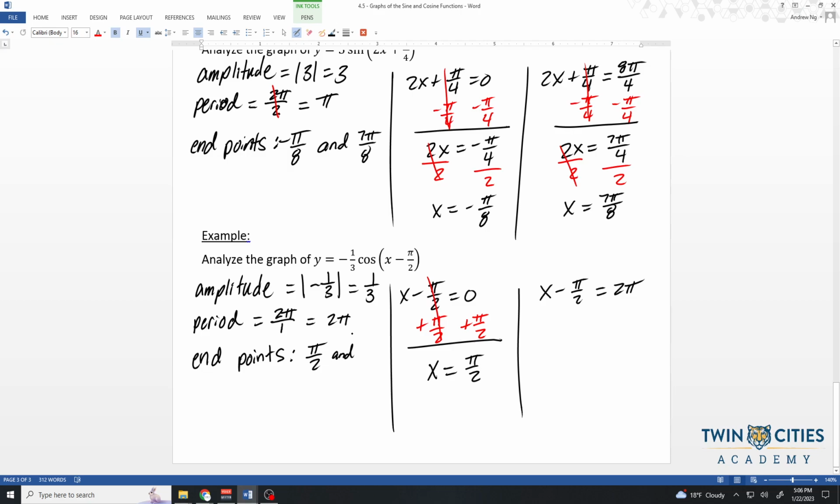And what about over here? I'm working with a denominator of 2, so this 2 pi is the same as saying 4 pi over 2. Now I can go ahead and add pi over 2 to both sides. Okay, so this is x equals 5 pi over 2.